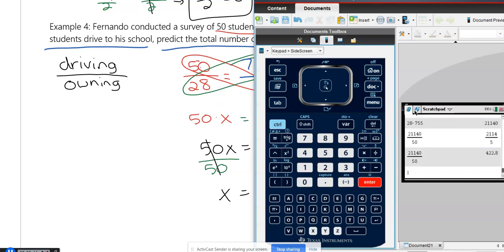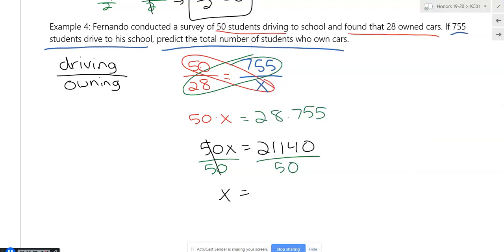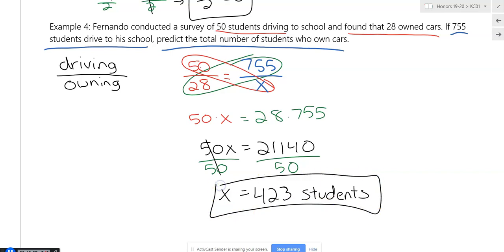What I just did is hit Control and then Enter. You see that little squiggle sign? That means approximate, and so it does get it as a decimal. So now we have 422.8, but again, I don't want 0.8 of a person, so that's 423 students. And that is it. I'll see you guys tomorrow.